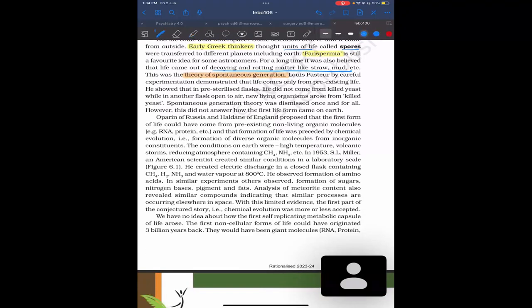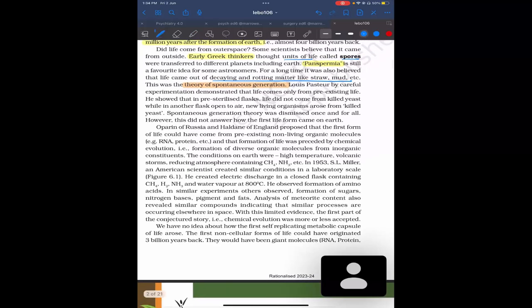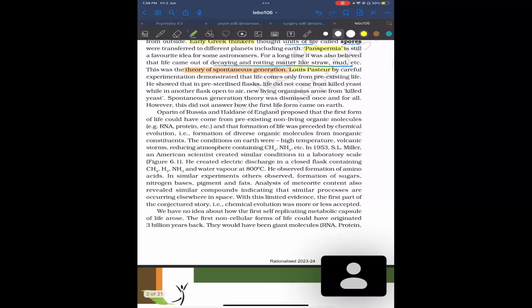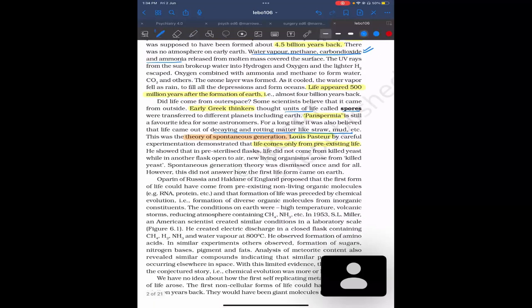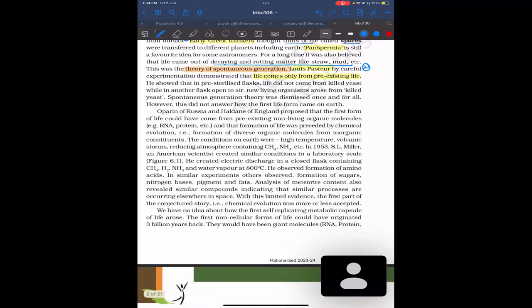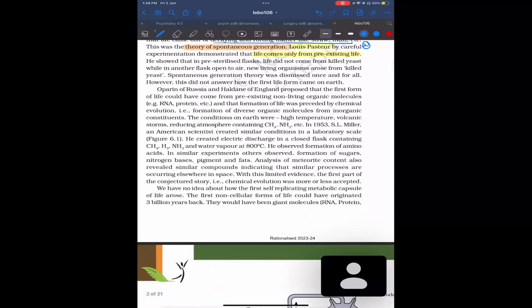देन आफ्टर दैट केम लुईस पास्टर. ही गेव हिज ओन थ्योरी. ही डेमोंस्ट्रेटेड दैट लाइफ कैन ओनली कम फ्रॉम प्री एग्जिस्टिंग लाइफ. सो देयर आर अ फ्यू theories. First was by the early Greek thinkers. Second was by Louis Pasteur. Life can come only from a pre-existing life. There was no spontaneous generation of life. So the spontaneous generation of life theory was dismissed.